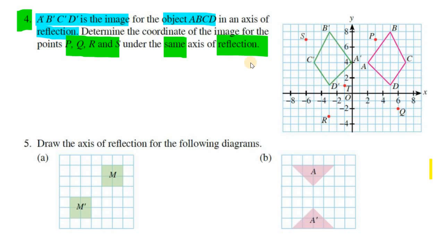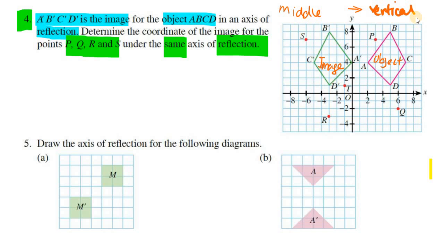So that means it is flipped from right to left. So we know that our axis of reflection will be a vertical line. Now the vertical line we must draw must be the middle line of the object and image.